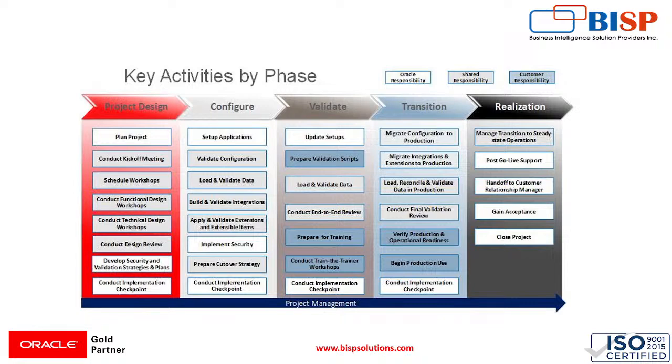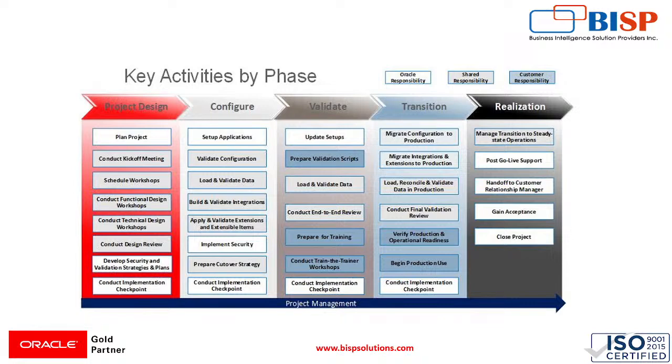We have to schedule the workshops and the meetings, and provide certain testing as well. Here we have to design the functional design workshops and technical design, and conduct the design review, to check whether all the design documents and process flows are correct and understandable to the end user or not. Then we have to develop the security and validation strategies and plans.